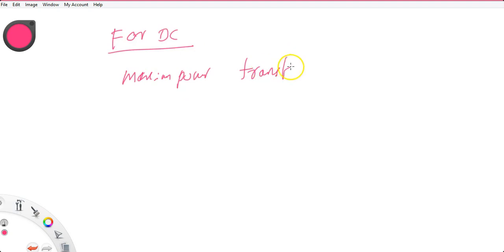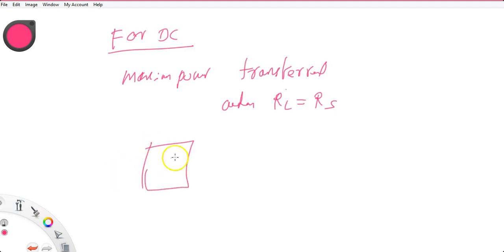maximum power is transferred when RL is equal to source resistance, that is, load resistance is equal to source resistance. And the most common form of the questions that appear in the exams is that they'll give a circuit and they will connect a ZL or RL. Okay, so what is the value of RL, or what is the maximum power transferred to the load?